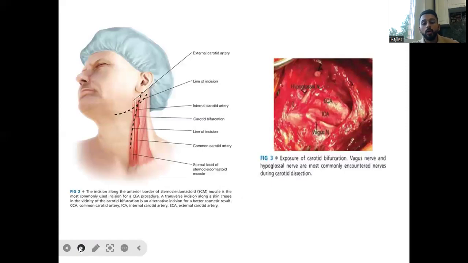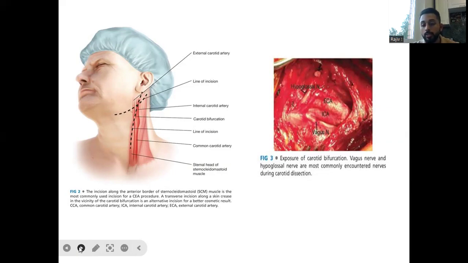Next, a little bit about what we do and how we approach. To mark the region, what we do is from the angle of mandible to the sternal head. This is where you have to give the incision and approach from the skin to the platysma and then the cervical fascia and all. And what nerves are there? That is 9th, 10th, 11th, and 12th, and also ansa cervicalis from the cervical plexus.